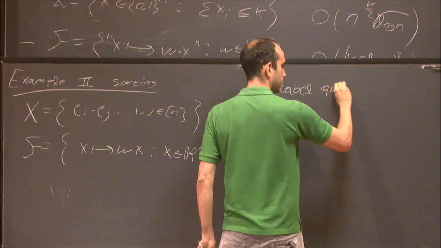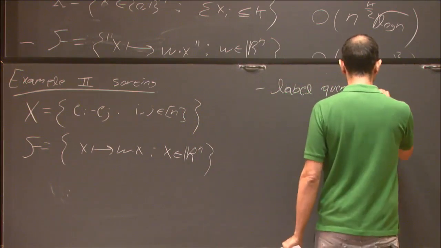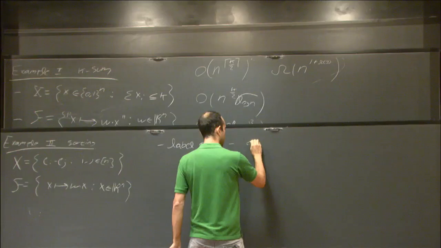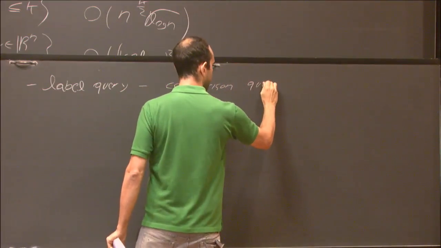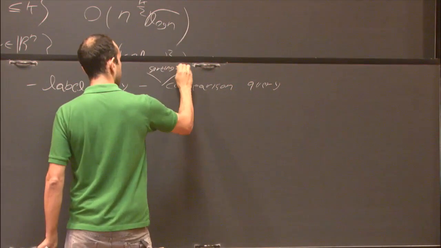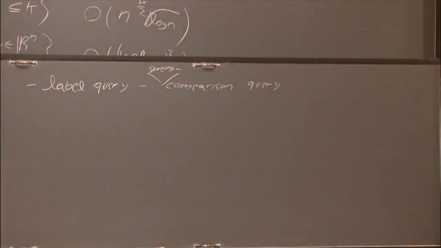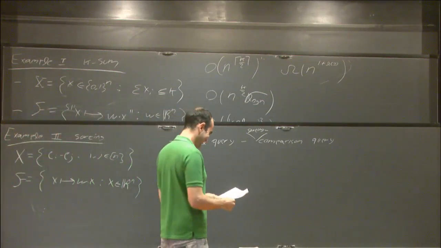What is a label query in this context? A label query is a comparison query. If you have good notation, I'll be happy. A comparison query in the context of sorting. Let's call it sorting comparison. I just ask whether W of ei is greater than W of ej. That's it. It would be nice if you could find X and F so that label is comparison, comparison is membership, and membership. I'll think about it.